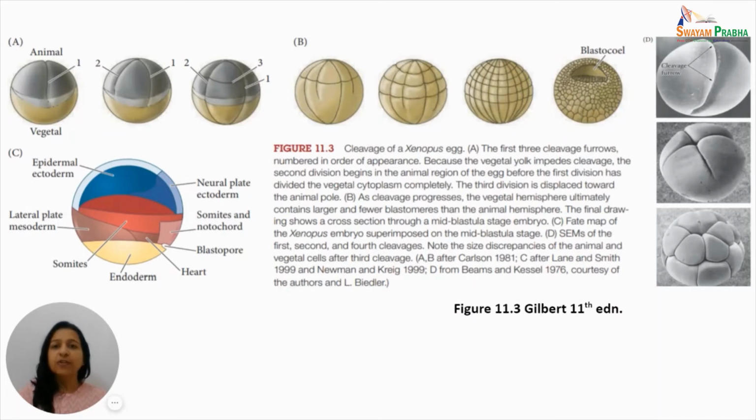This is a diagram which shows the fate map of amphibian. It also shows the cleavage of the Xenopus egg. Here also the first 3 cleavages are shown in the scanning electron micrograph.